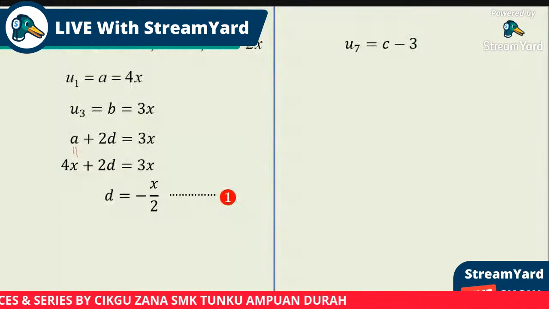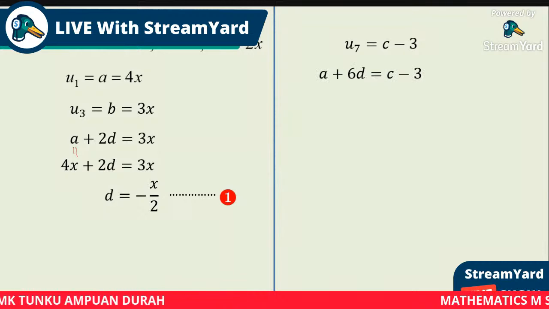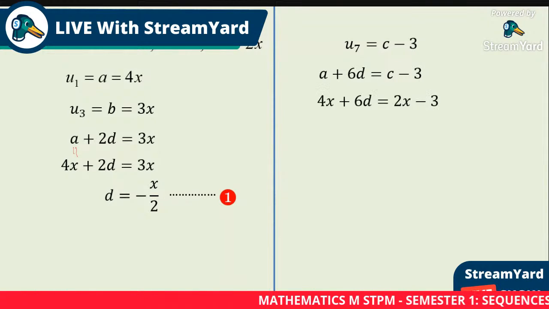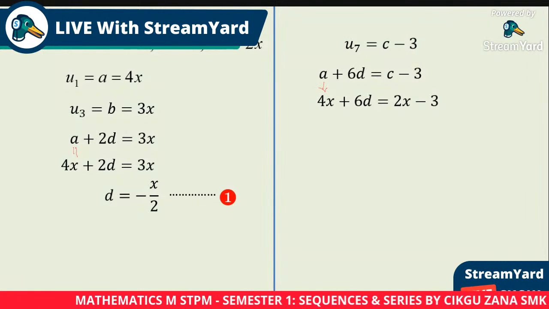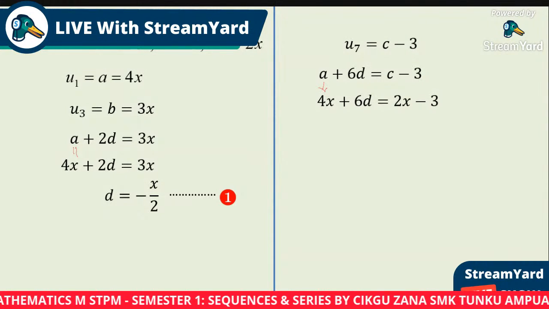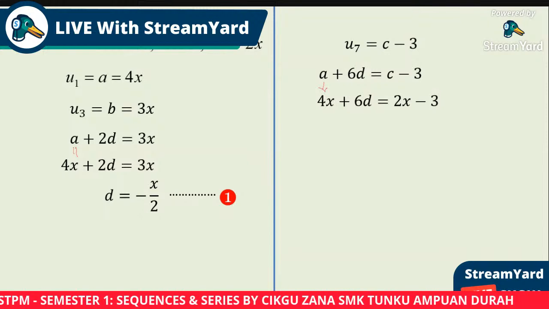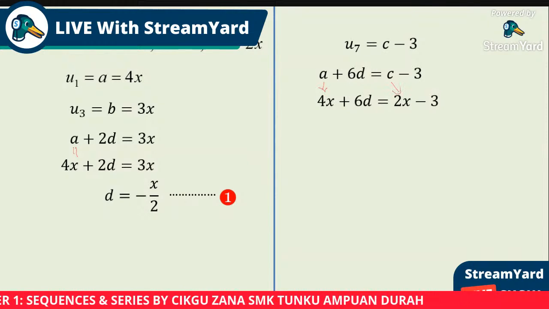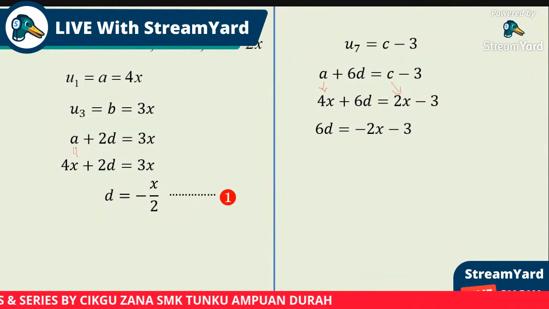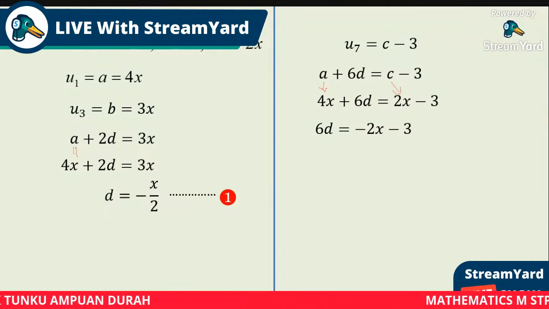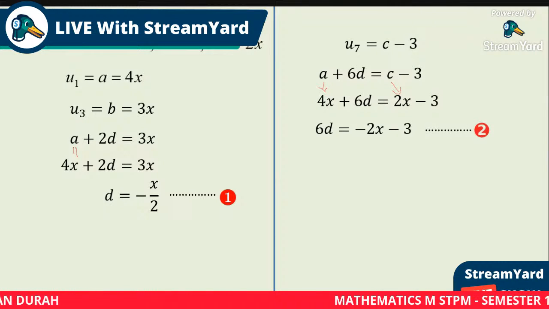Next, I'm using the information: the seventh term is C minus 3. So what is my seventh term? A plus 6D, which is C minus 3. A is 4x. C is 2x. So my 6D is negative 2x minus 3. So my equation 2.